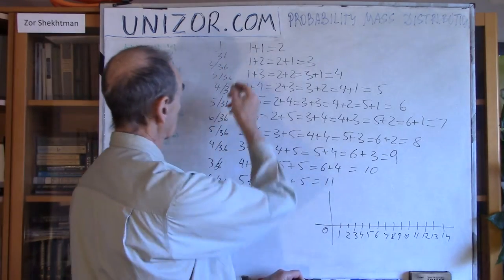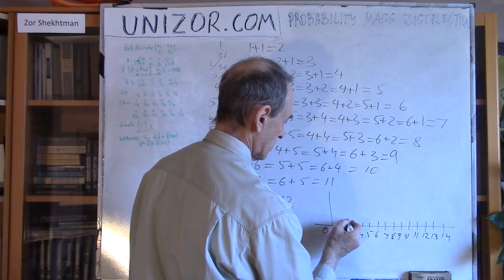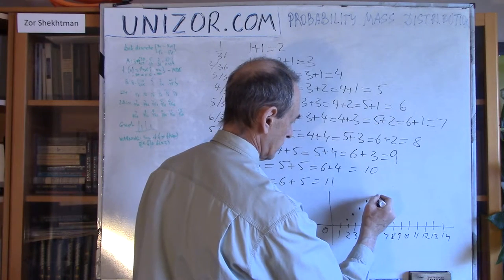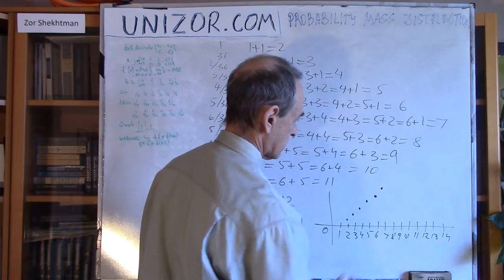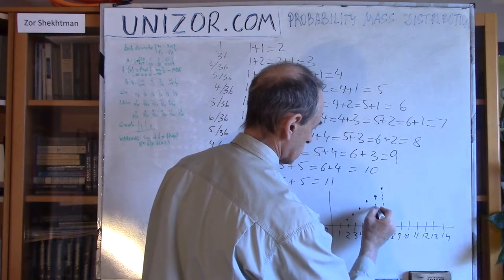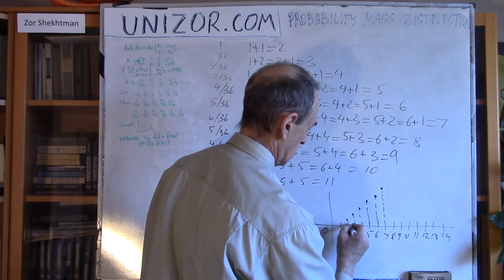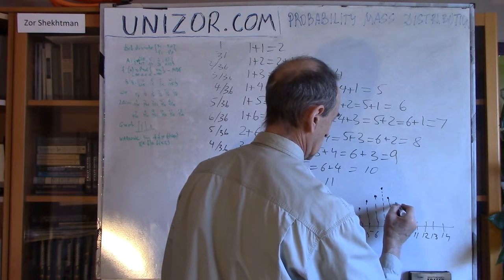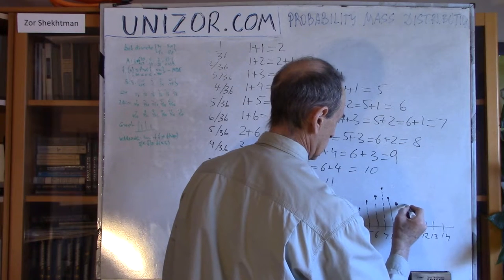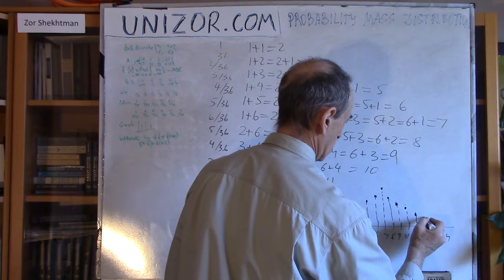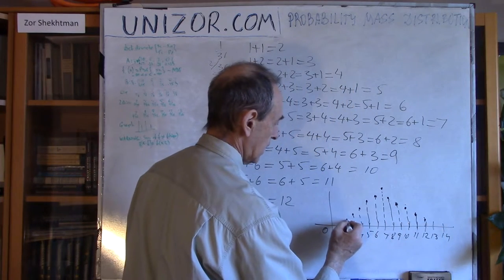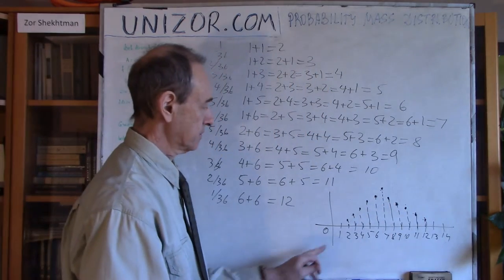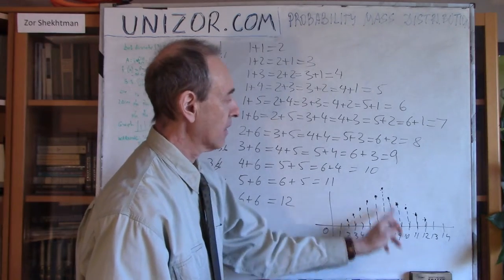Now, the probability for this one is 1/36, 2/36, 3/36, 4/36, 5/36, and 6/36, right? That's on 7. Then it goes down again: 5, 4, 3, 2, and 1. So these are points where our mass is concentrated. These from 2 to 12. And this is the value of the concentration.